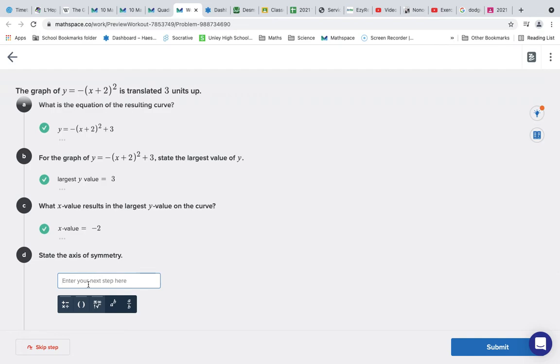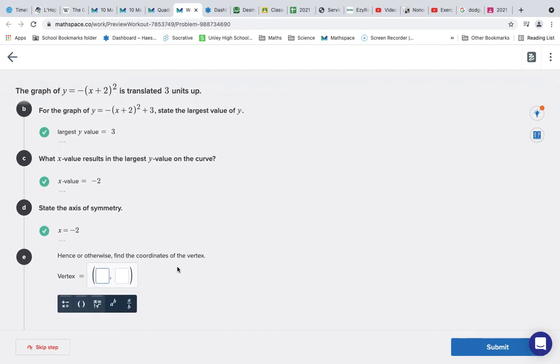h and k. The axis of symmetry runs straight down through the middle. Well, that's running through the turning point. The turning point's being given here. This is a vertical line. We write vertical lines as x equals something. In this case, minus 2.